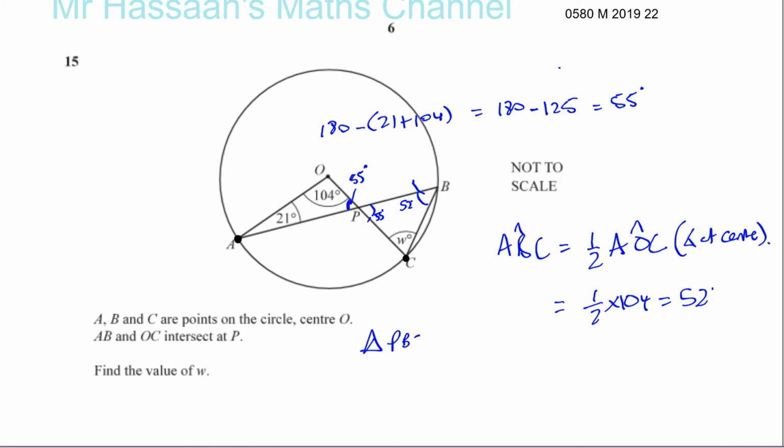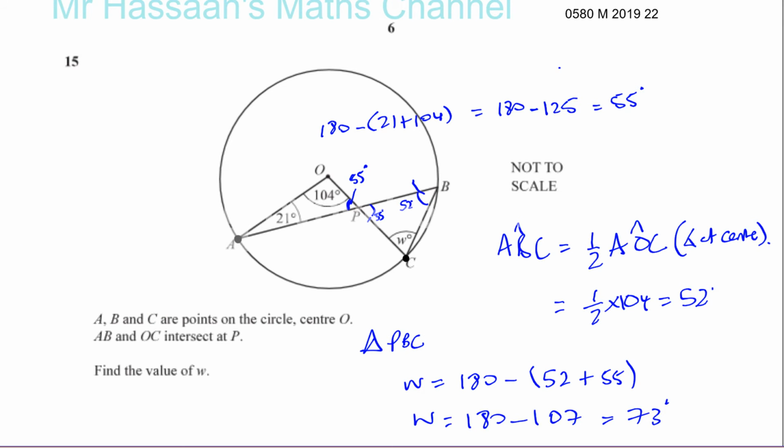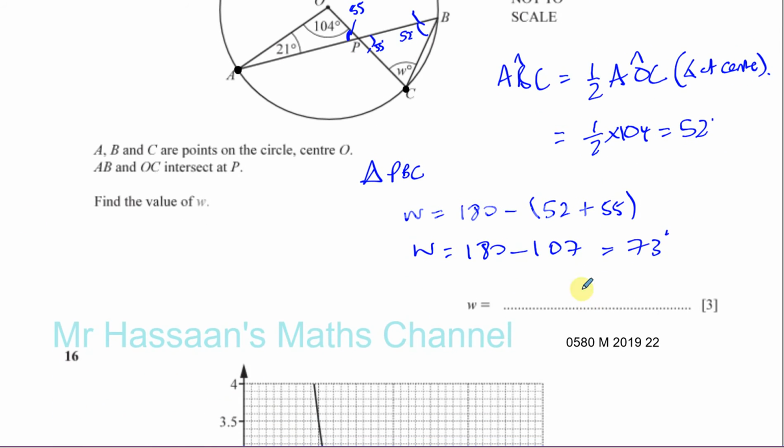Now in the triangle PBC, we can say the angle that we're trying to find, W, is equal to 180 minus the sum of the other two angles, which is 52 plus 55. So W is equal to 180 minus 107, which is going to be 73 degrees. So W is 73 degrees. That's the answer to question number 15.